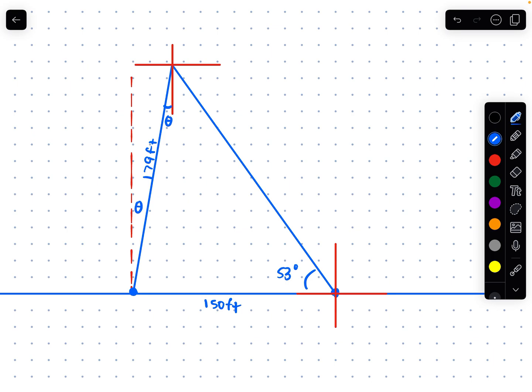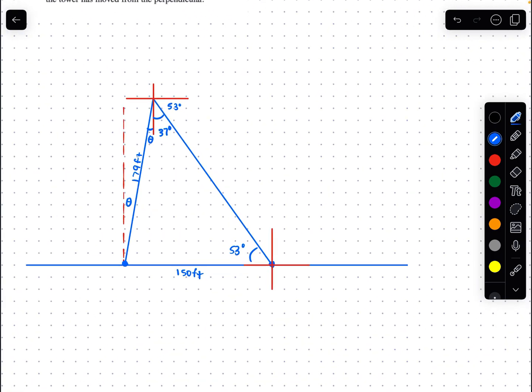This angle is the complement of 53 degrees. What is 90 minus 53? 37 degrees, because this was 53 degrees. So this angle up at the top is theta plus 37 degrees.